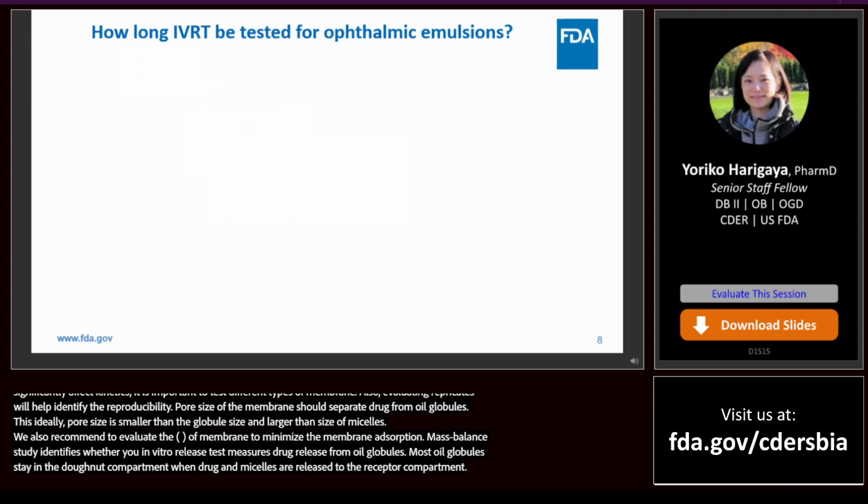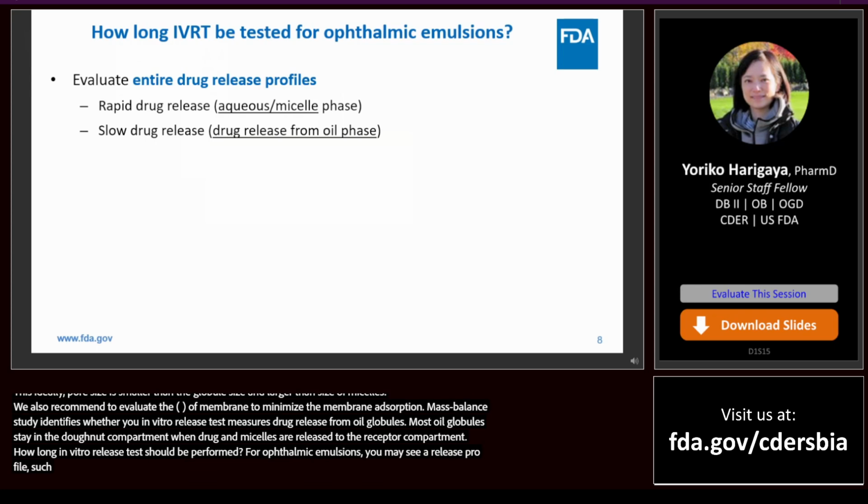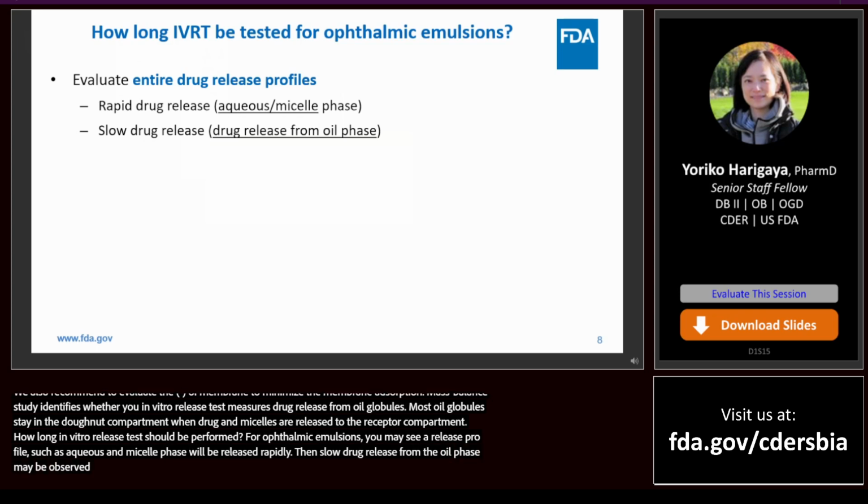How long should in vitro release tests be performed? For ophthalmic emulsions, you may see a biphasic release profile, such as aqueous and micellar phase will be released rapidly. Then slow drug release from the oil phase may be observed. In vitro release tests should capture the entire drug release profile.